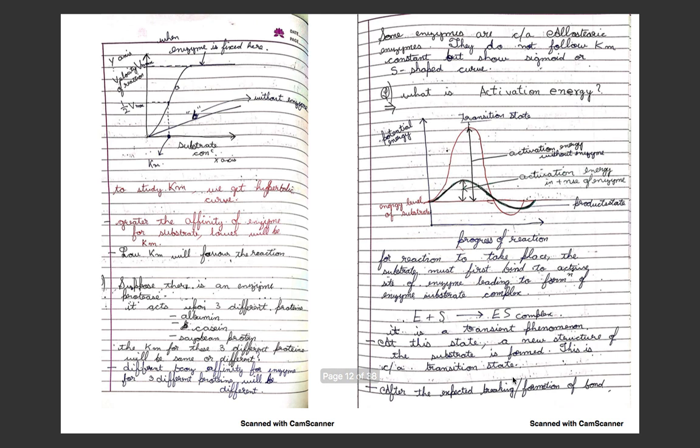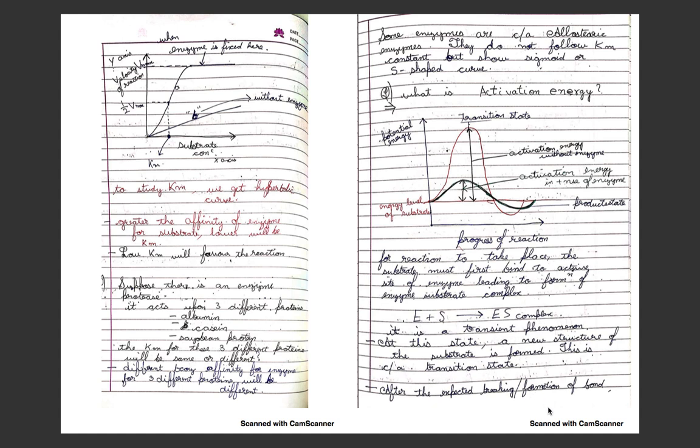At this state, a new structure forms, which is called the transition state. When the enzyme-substrate complex is formed, the energy is very high, because then it would form the enzyme-product complex, and this is the time when the reactions are forming.